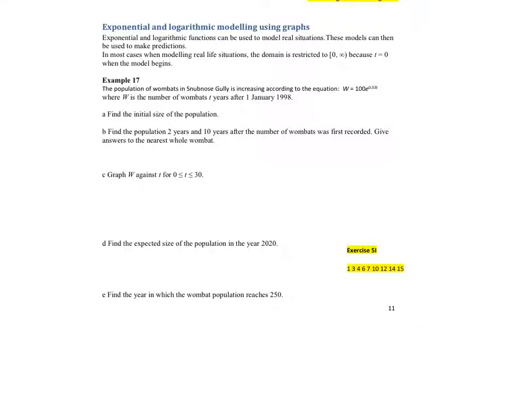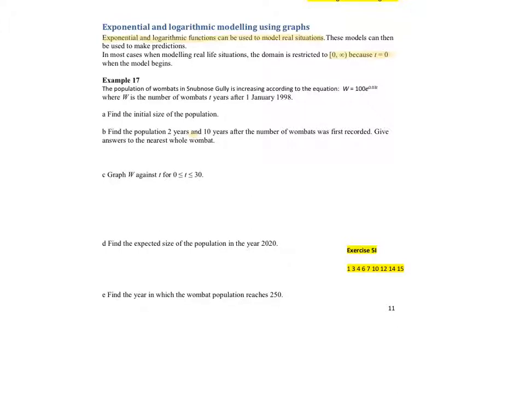So modelling, we use the same processes all the time. We've got to think about where our domain has to exist over, because typically if we're modelling, we're recording something, we're measuring, we're counting. So negative x values typically aren't appropriate. To model real situations for our exponentials and logs, typically it's about the growth of populations, or it might be the decaying of elements, things like that. That's the key one there. Typically we're going to start at t equal to 0. All right. So let's have a look at this one.